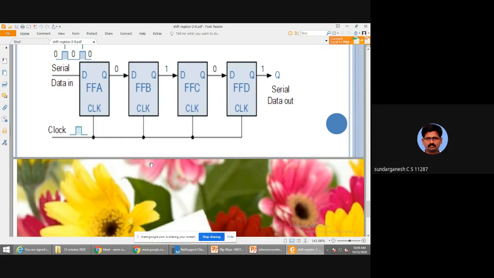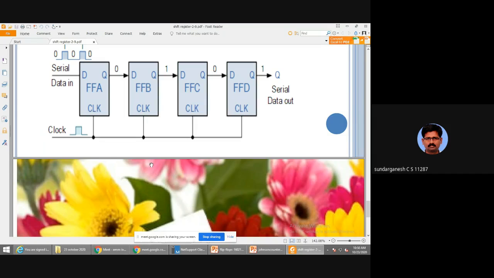Parallel input means all the inputs are given at the same time. So I am giving DA, DB, DC at the same time, 101. You have QA, QB, QC. Then the clock pulse. In the 0th clock pulse, all are 0. Actually we make a reset.